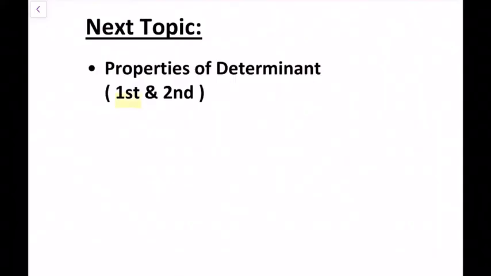In our next topic, we will be covering the first and second property of determinants.